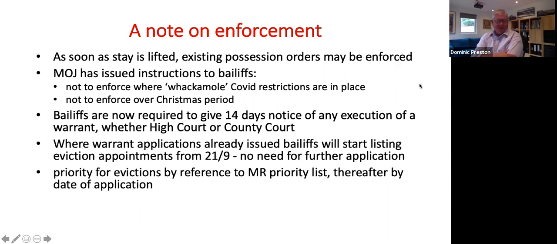And indeed, as I say, the pile of eviction applications that have been issued since March, assuming that they were allowed, have presumably stacked up in the bailiff's offices, and they will go through them and eventually pick a date. So if your client is in need of some relief from the court, make the application.